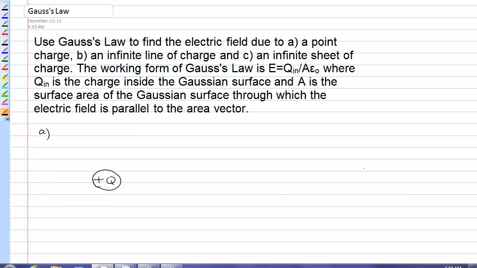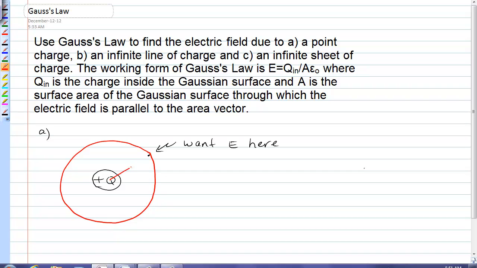They're either going to be spheres or they're going to be cylinders. Anytime you have a spherical charge symmetry, we're going to use a spherical Gaussian surface. So let's say we want the electric field here. That is where you put your Gaussian surface, through the point where you want the electric field. So I'll draw my Gaussian surface as a sphere through that point, and the distance from the center of the charge to the point where I want the field I'll call R.